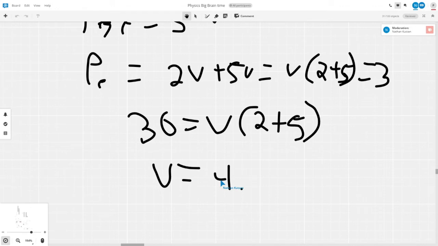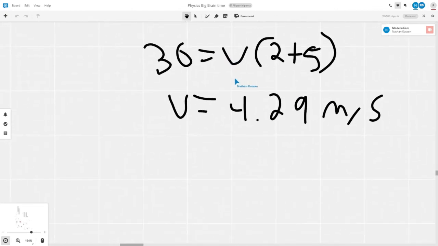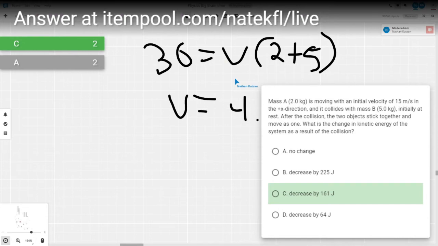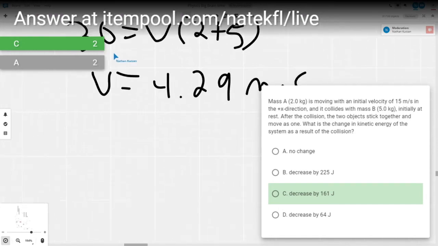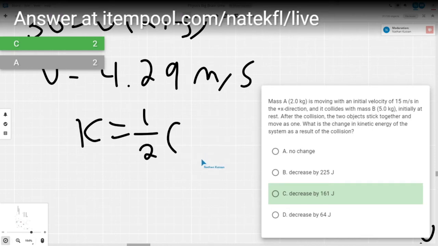And so then finally we have to find the change in kinetic energy. So can anyone tell me how we would get the initial kinetic energy? One half mv squared. Yep. So 1/2, and the only object that's moving at the beginning is mass A, so that's just going to be 2 times v squared, which is 15 squared. And that comes out to 225. And that's the initial kinetic energy.